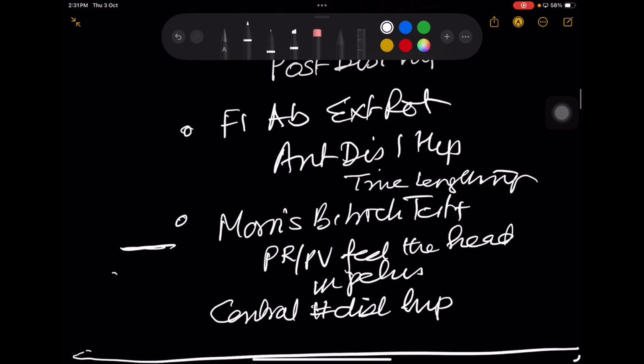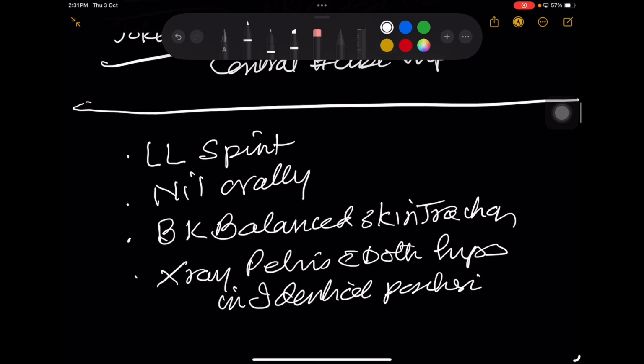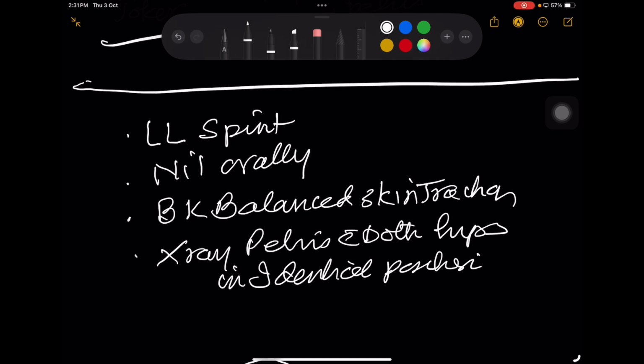So if it is a joker, still there is pain, swelling, deformity, loss of function, do a per-rectal examination, see whether the head is felt inside the pelvis, do a Morris's biotrochanteric test, and say that this is a case of central fracture dislocated hip. What to do? Long distance splint, put the patient nil-orally because she may need surgery or anesthesia, put a below D balanced skin traction. As you reach the hospital here.